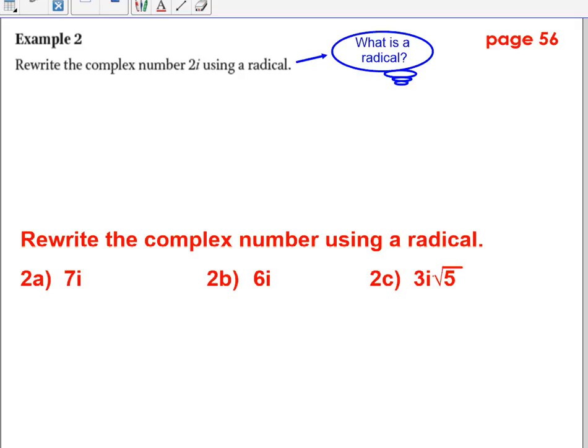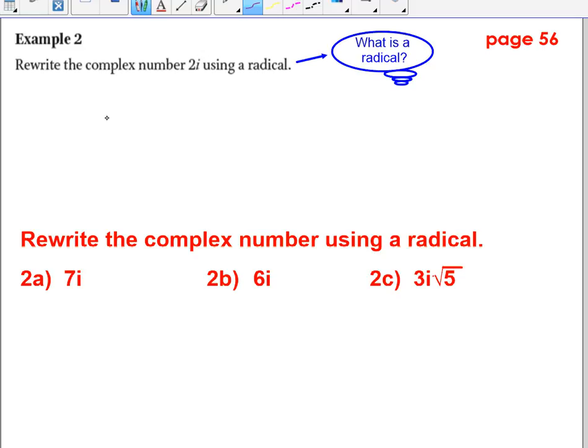Okay, so today we are going to do a little bit more work with complex numbers. We just did the real and the imaginary part in the last lesson, and then we talked about getting negatives out from underneath radicals. So now we're going to go the opposite way. So this says rewrite the complex number. I'm on page 56 in your books. This says rewrite the complex number 2i using a radical.